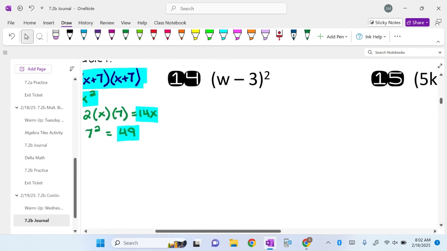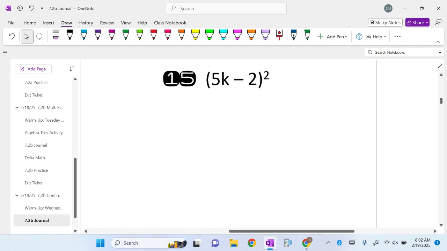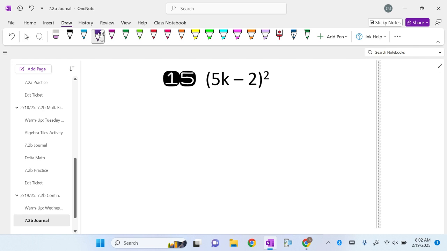All right, let's try another one. So let's do 15. So 5k minus 2 all squared, what's that the same as? How would I rewrite that if I broke apart the square? Right, 5k minus 2 times 5k minus 2. So you could use this and do box method or FOIL, or you could use the formula. For this case, I'm going to use the formula, but just know that you could use either or.